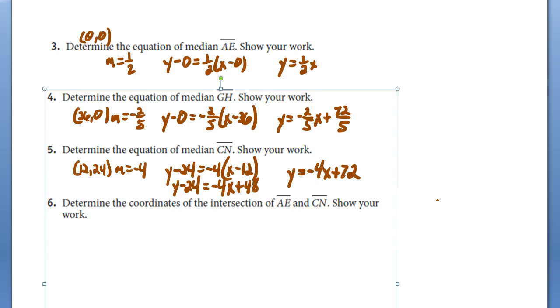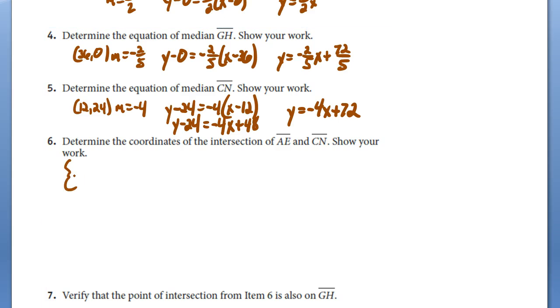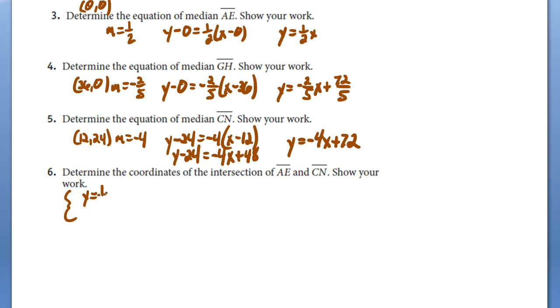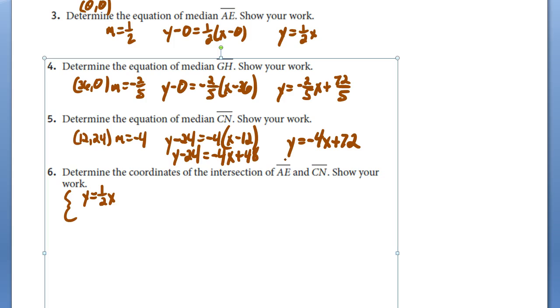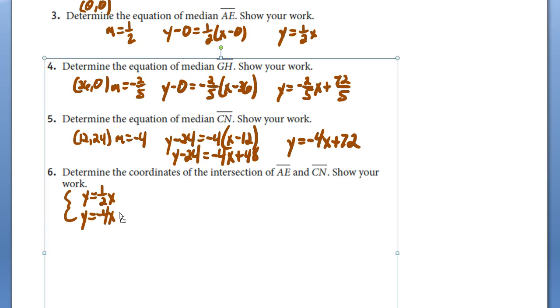Number 6, determine the coordinates of the intersection of segment AE and segment CN. So I'm going to take the equation for AE and for CN. The equation for segment AE was y equals 1/2 x. And for CN, the equation was y equals negative 4x plus 72. We can solve this using substitution or combination method.